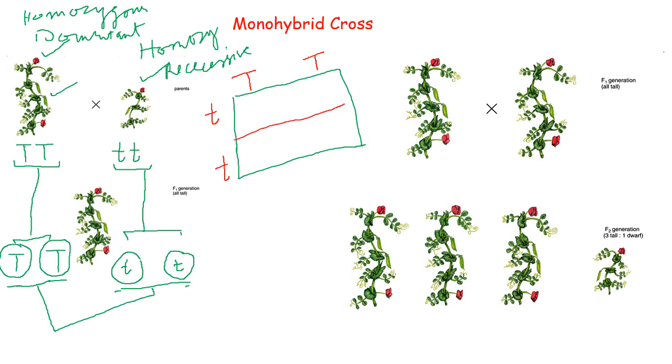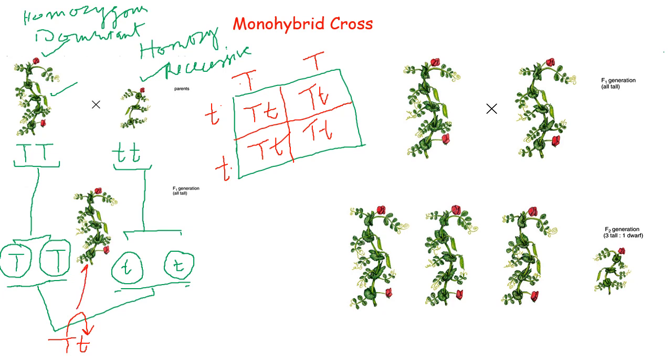Okay, if we cross them, we will have capital T and small t here. We will have capital T and small t here. We'll have capital T and small t here. We'll have capital T and small t here. Now all the plants have the genotype capital T and small t, and since capital T is dominant toward the small t, the phenotype will be that of the capital T, and the plants will be tall.